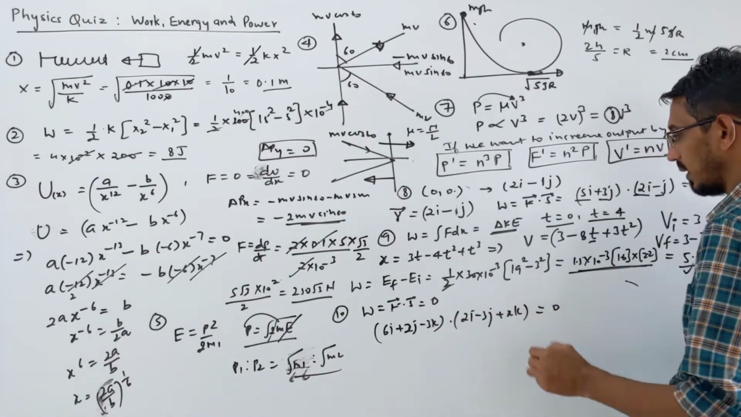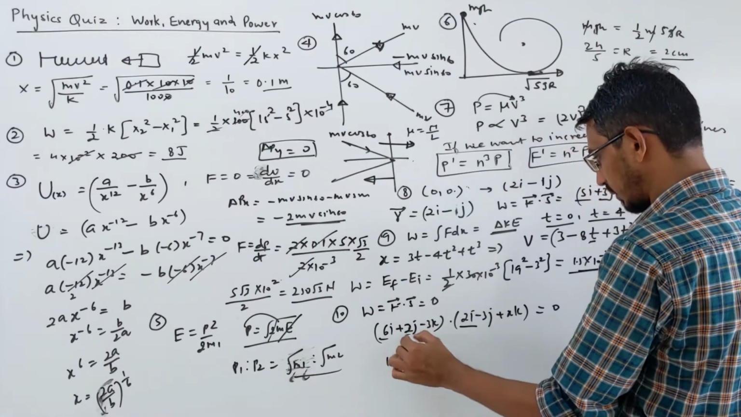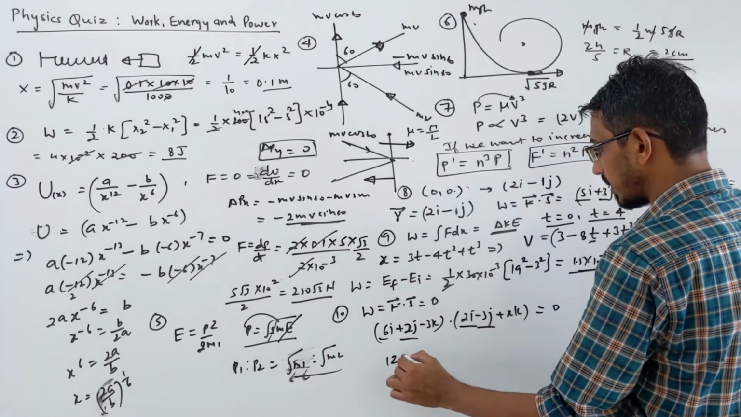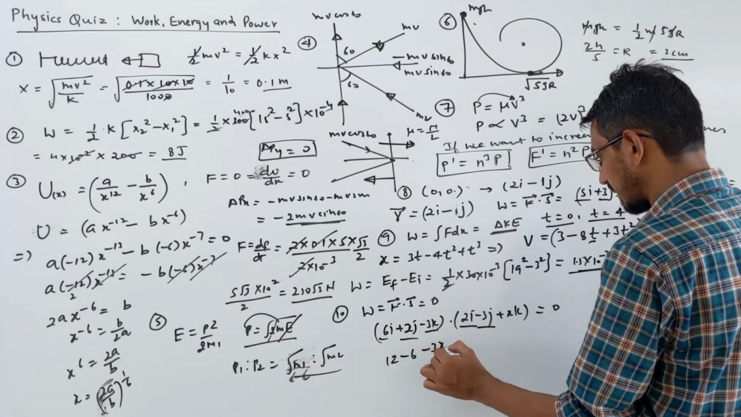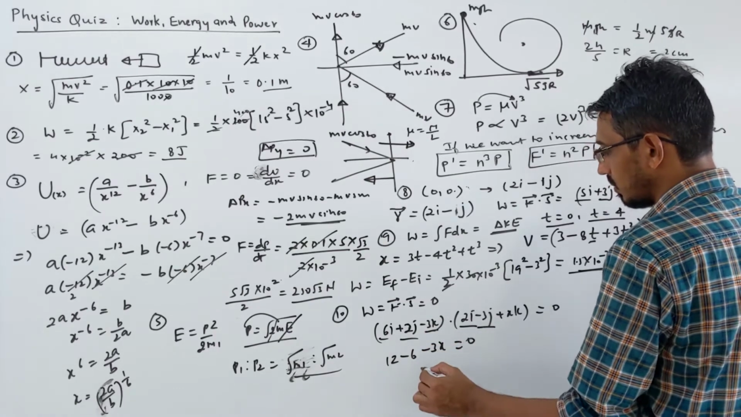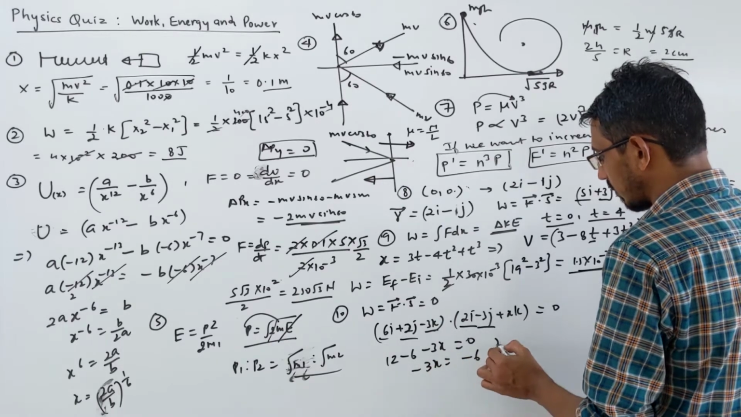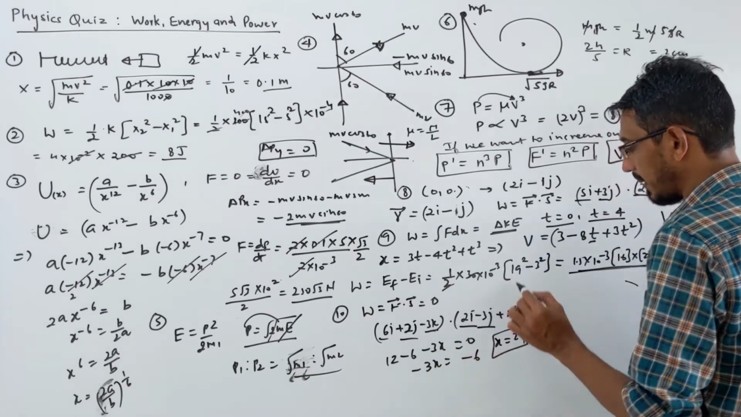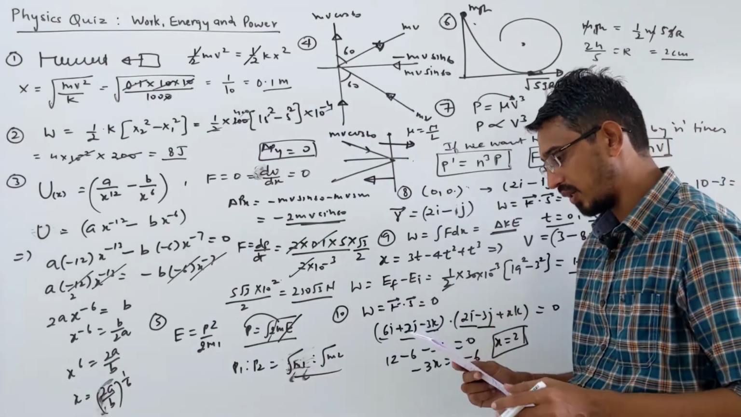The answer is equal to 0. So let's multiply: 6i times 2i becomes 12, 2j times minus 3j becomes minus 6, and minus 3k times xk gives minus 3x, equal to 0. So minus 3x becomes minus 6, and x becomes 2 simply. So the fourth option is the answer.